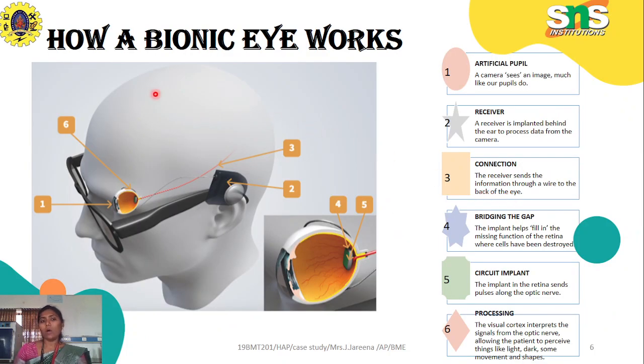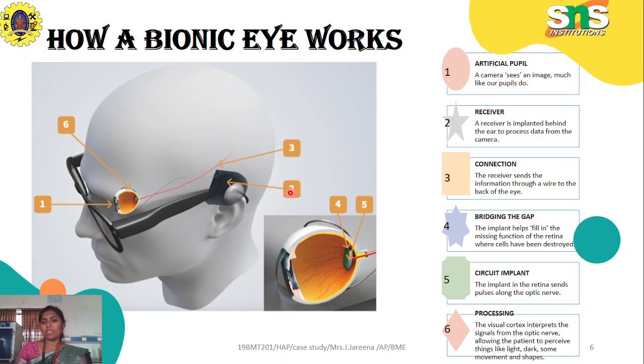Okay, so let's see how this bionic eye works. Visualize the picture. This is the bionic eye, or this is how it appears. It looks like a pair of goggles, specs, and inside you will have a receptor kind of thing implanted at the back of your eye, and in front you will have the camera. Okay, let's see one by one. The first one, the front part, is a camera. It acts as your artificial pupil, seeing the image just like how our pupils do.